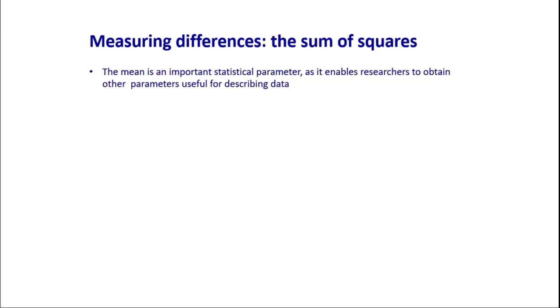Measuring differences, the sums of squares. The mean is an important statistical parameter as it enables researchers to obtain other useful parameters for describing data. Now I'm using this word parameter. We're going to be looking at parameters and statistics. Parameters are values that are associated with population means. Statistics are values that are associated with samples. That's worthwhile remembering.